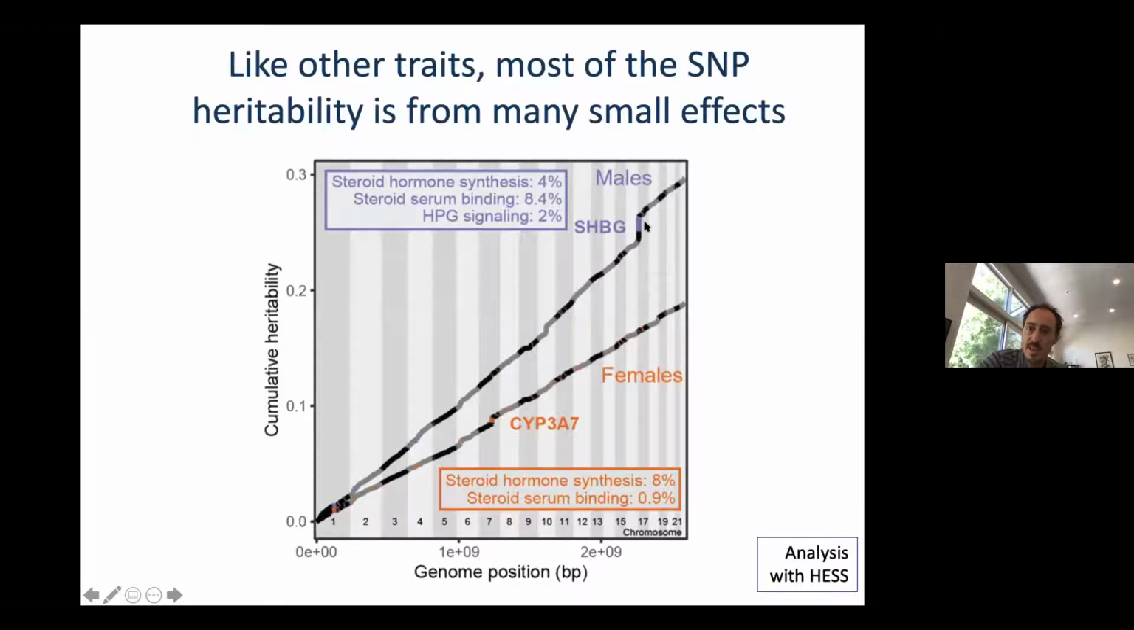And what you can see is that although these core processes show clear enrichment, and they're highly significantly enriched, they're still only contributing a relatively modest fraction of the heritability. So in the case of testosterone, they're contributing about 10% of the heritability through these core processes in both males and females, and most of the background is coming from a huge number of variants spread across the genome.